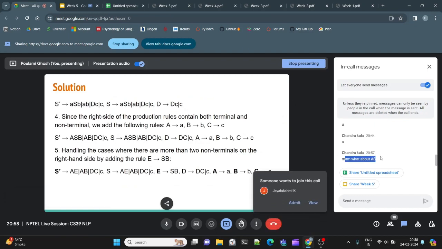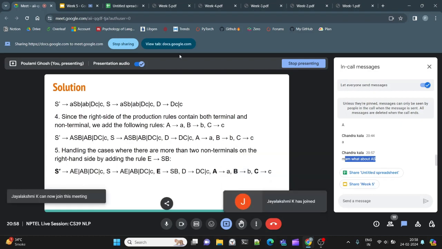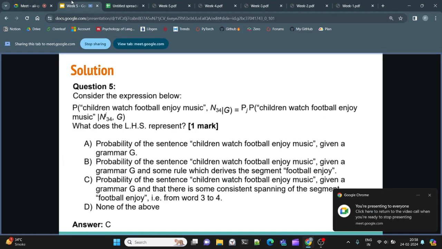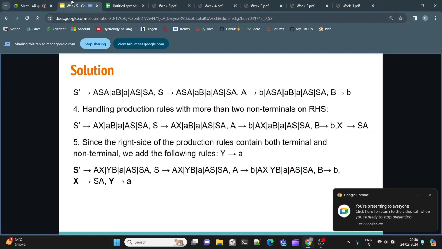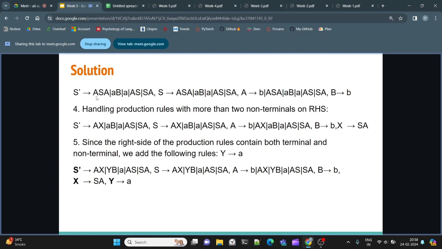Chandrakala had a question. What about AS? So here I have ASA. You can either combine AS, so you can say X derives AS, in which case this would be XA, or you can combine SA also. The first question was whether more than one CNF is possible. So that would be another alternative solution, where we would get a different CNF.